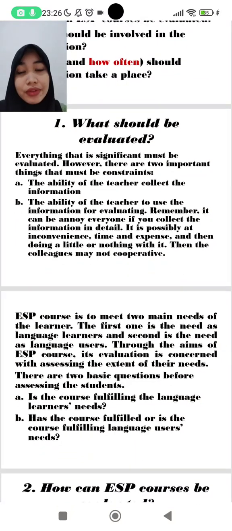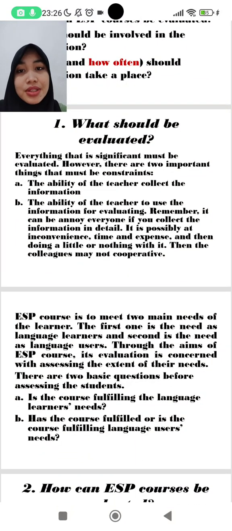What should be evaluated? Everything that is significant must be evaluated. However, there are two important things that must be constrained: the ability of the teacher to collect the information, and the ability of the teacher to use the information for evaluating. Remember, it can annoy everyone if you collect the information in detail. It is possibly an inconvenience, with times and expense, and then doing a little or nothing with it. Then the colleagues may not overlook it.